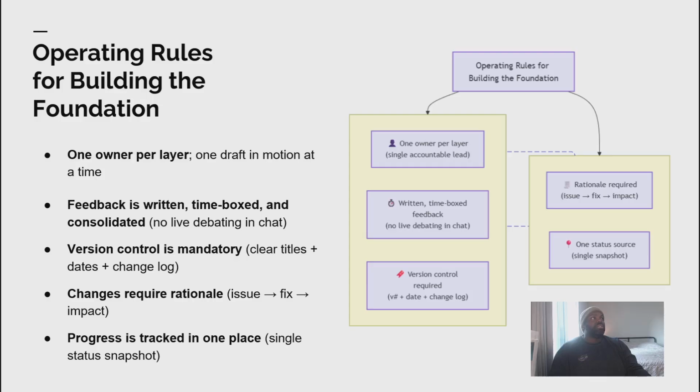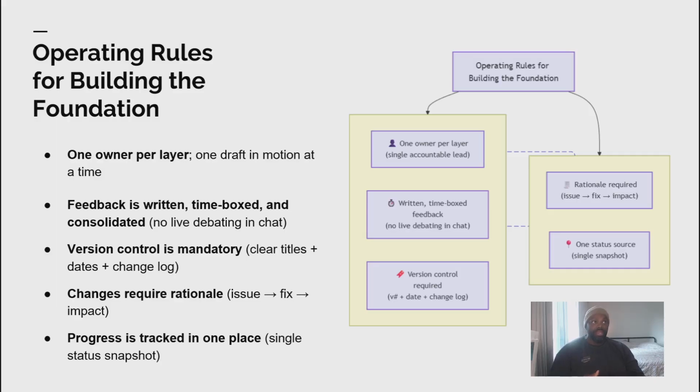So, moving on to the next slide. Where we at? All right. So, this slide is here to protect execution. We're building legal and operational foundations. So we need a reliable process that prevents confusion and circular debates. Each layer has a single accountable owner and only one active draft moves forward at a time.